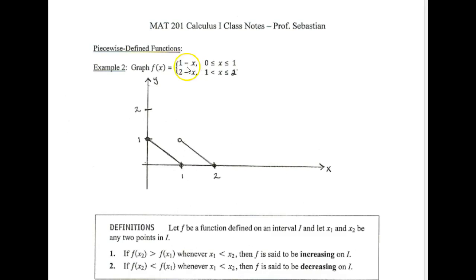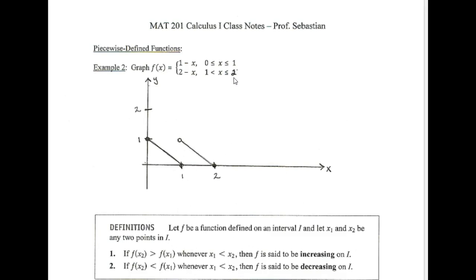You can see that both pieces are linear, but we have the function 1 minus x, and we want that to be the case for x between 0 and 1, both including 0 and 1. And then we want to switch to the function 2 minus x, again another linear function, now for x between 1 and 2, but of course not including 1 because 1 is included in the previous piece of the function, and then we will include 2 in this second piece.